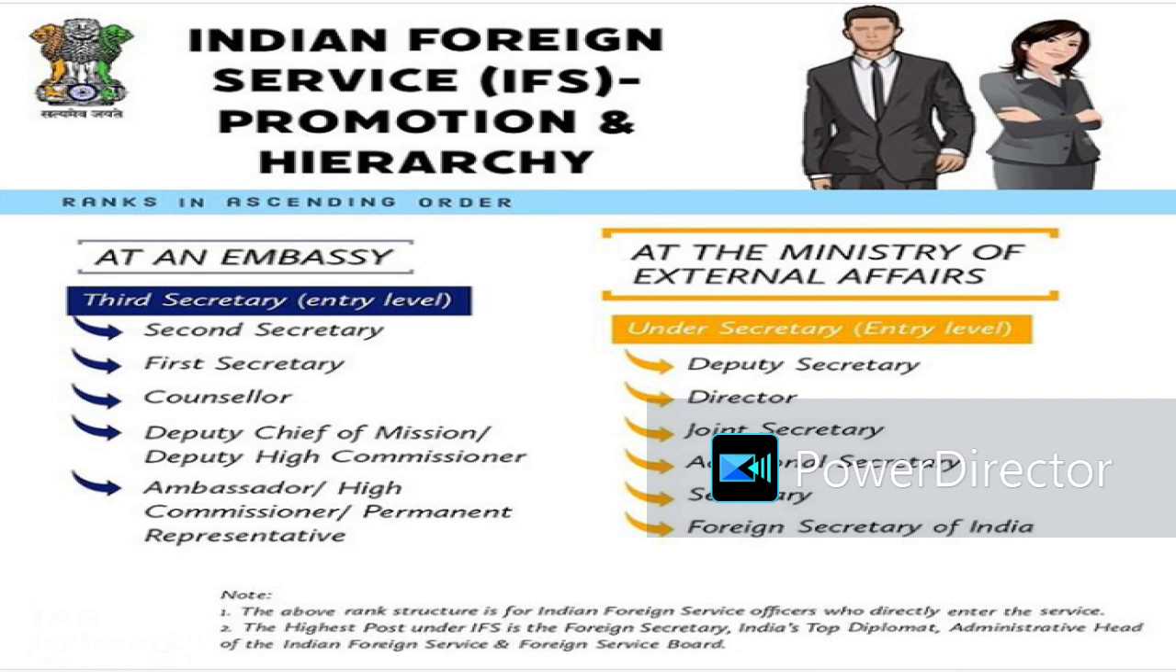The hierarchy at the Ministry of External Affairs includes 6 stages. Number 1, Under Secretary. Number 2, Deputy Secretary. Number 3, Director. Number 4, Joint Secretary. Number 5, Additional Secretary. And number 6, Secretary.